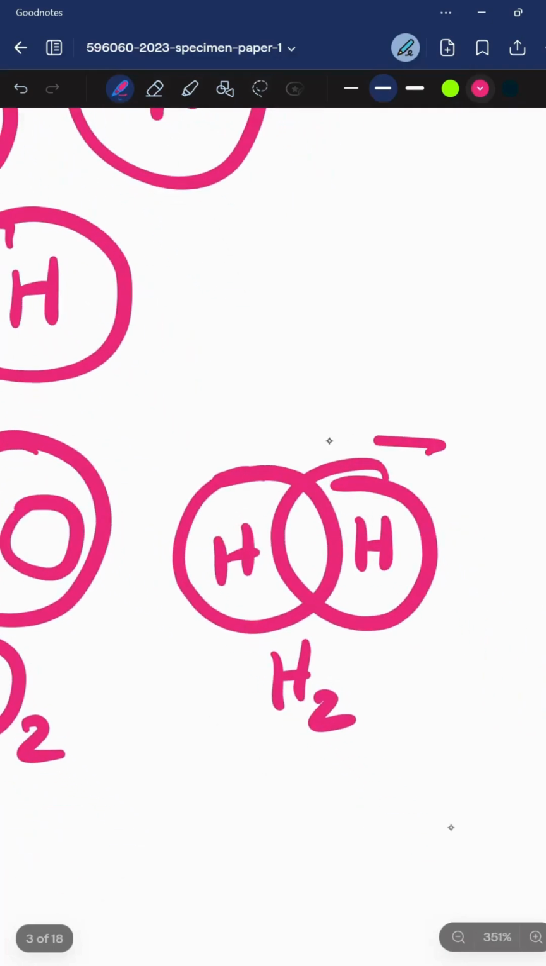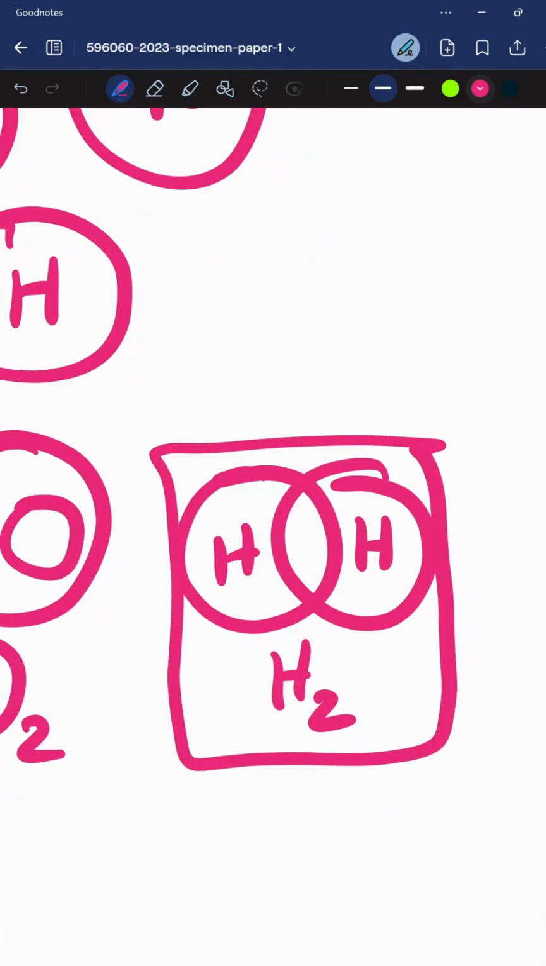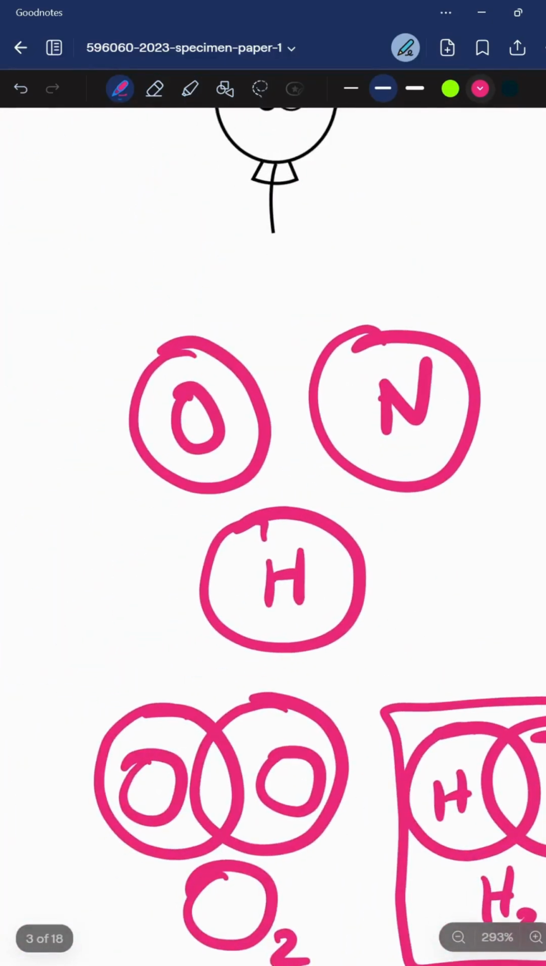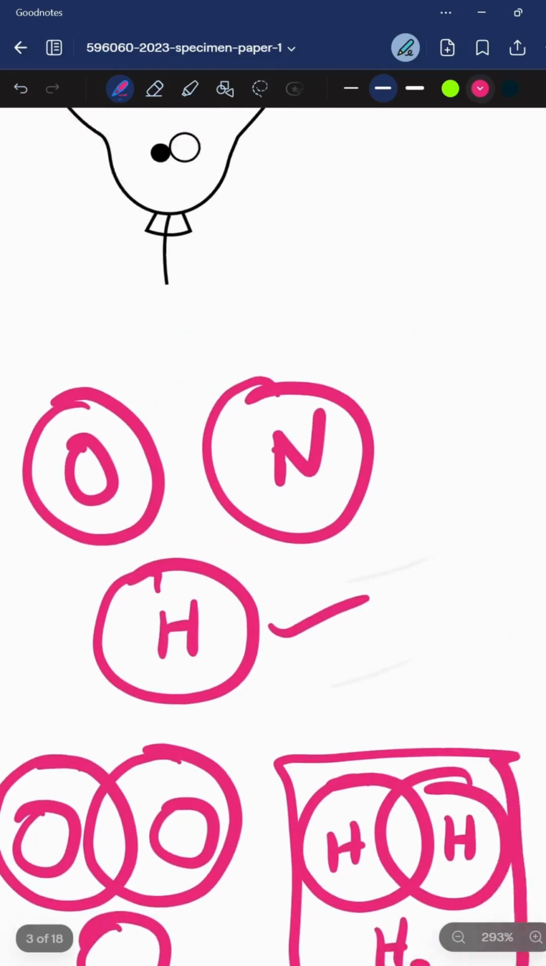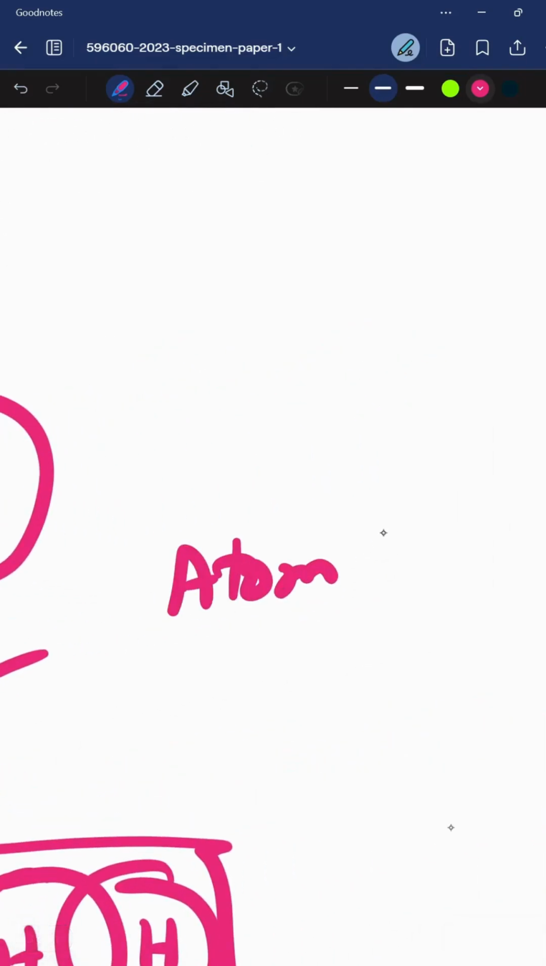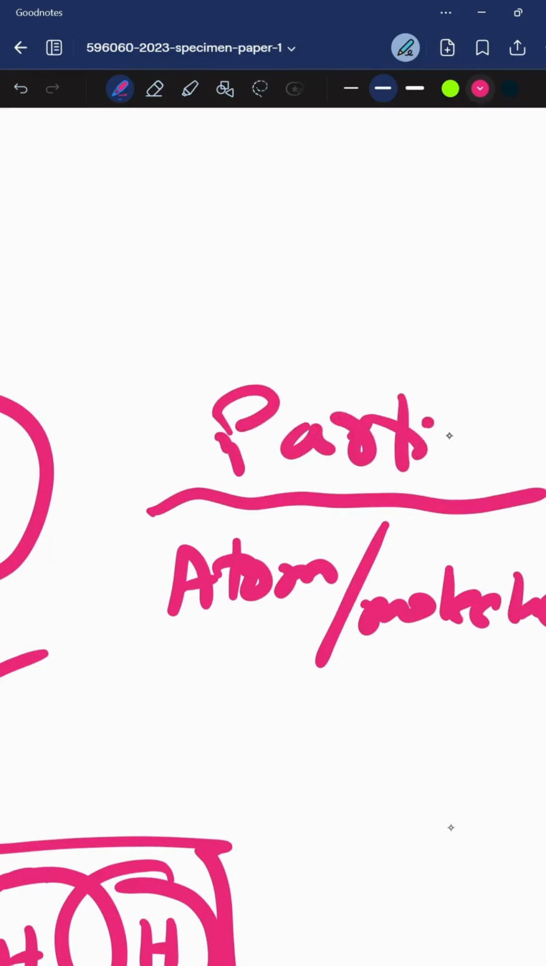So they stabilize themselves by reacting and forming a molecule. So this is a molecule. A group of atoms is called a molecule, and this is just an atom. Oxygen, nitrogen, this is just a singular atom. Now you got the concept of molecule and atom. If you have an atom or you have a molecule, they both fall under the category of particle. So never confuse between them.